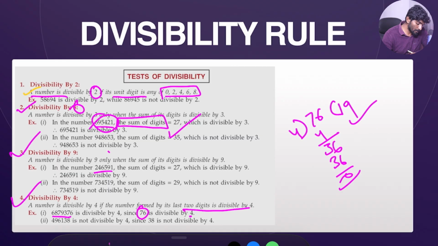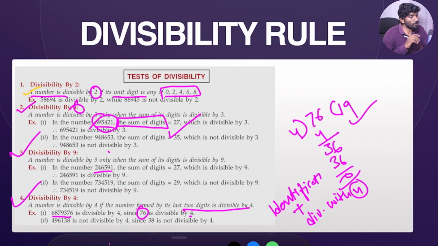Here also, what do you have to do? You have to identify the last two digits. Identification is important. Identification plus dividing, again, two things you have to do.